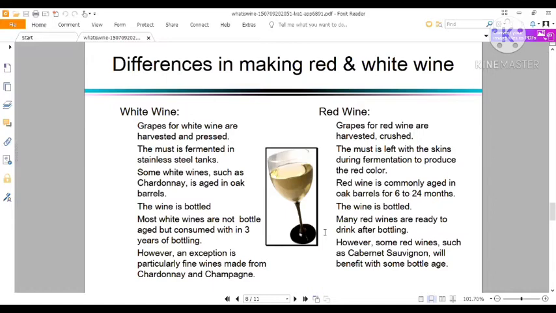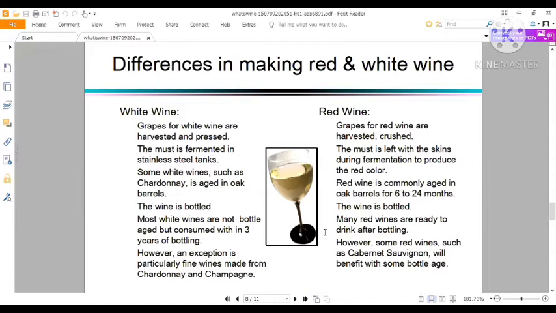So as you can see here, there are two columns. One is the white wine and the second one is the red wine. On one side, the grapes for white wine are harvested and pressed. The must is fermented in stainless steel tanks. See, again, a simple process. You have to harvest the grapes first, then you have to do the crushing. After the crushing, you have to send the whole juice for the pressing. After the pressing section, you have to store the whole mixture in the stainless steel tank. Then it comes to the process of fermentation.